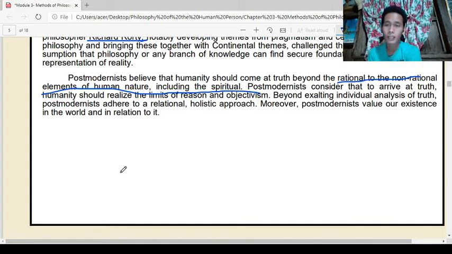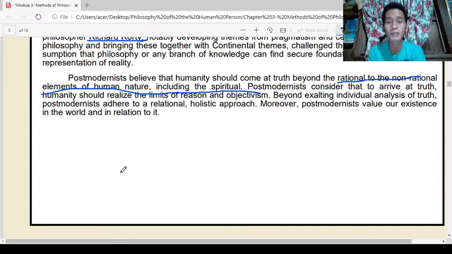Postmodernists believe that there are non-rational elements of human nature that could also help in arriving at the truth about the reality of the world, the reality of human life. Postmodernists consider that to arrive at truth, humanity should realize the limits of reason and objectivism. That is for postmodernists. They emphasize that in order for us to arrive at truth, humanity should realize that truth cannot be understood only based on reason and objectivism, or through being objective or by being rational.